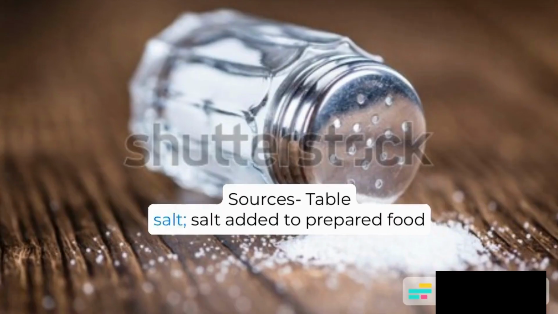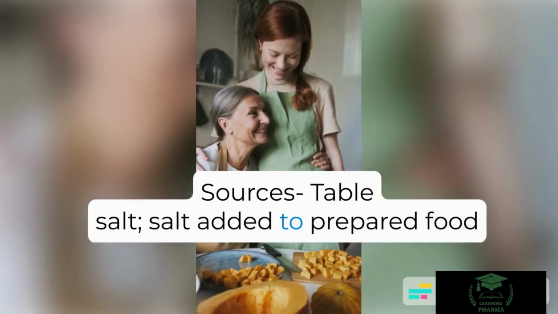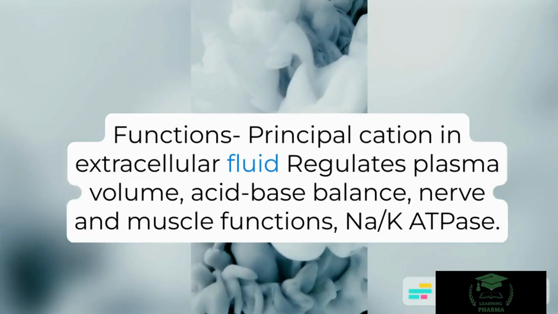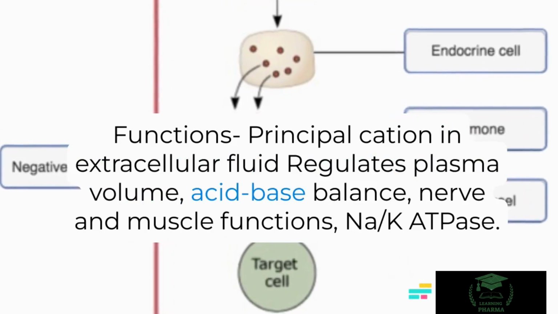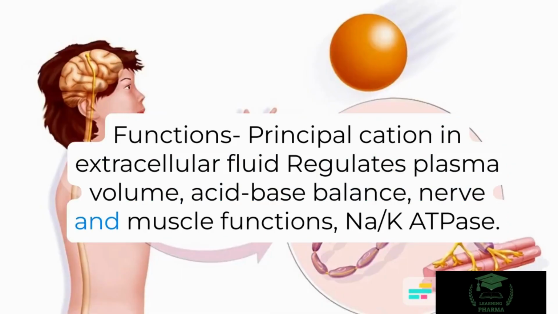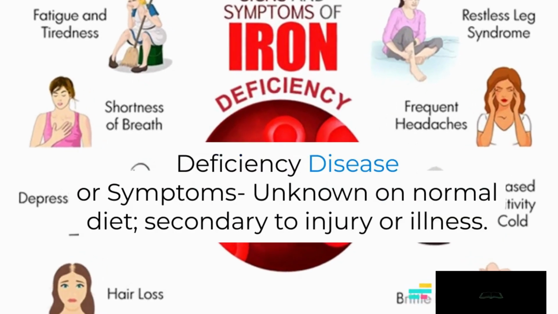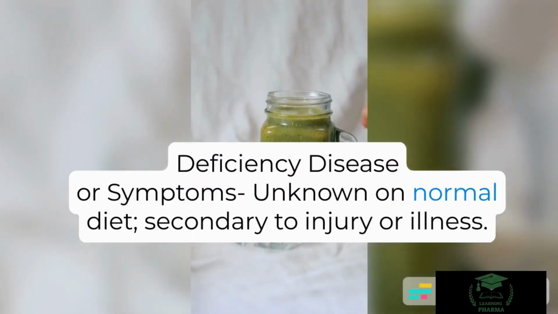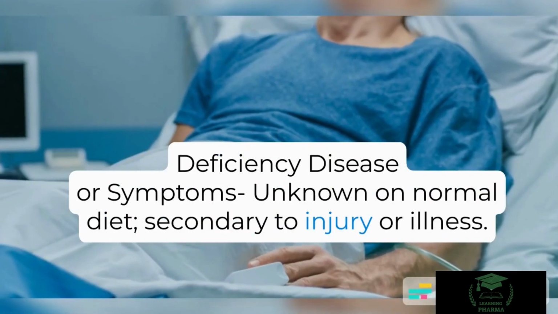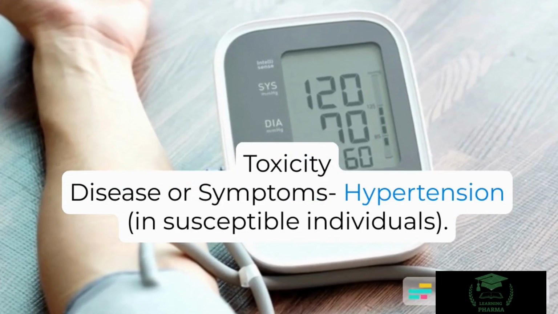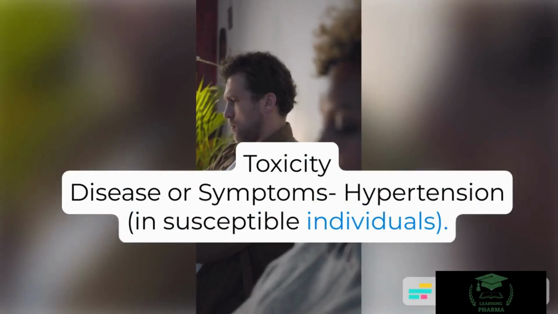Elements: sodium. Sources: table salt, salt added to prepared food. Functions: principal cation in extracellular fluid, regulates plasma volume, acid-base balance, nerve and muscle functions, Na, K pump. Deficiency disease or symptoms unknown on normal diet, secondary to injury or illness. Toxicity disease or symptoms: hypertension in susceptible individuals.